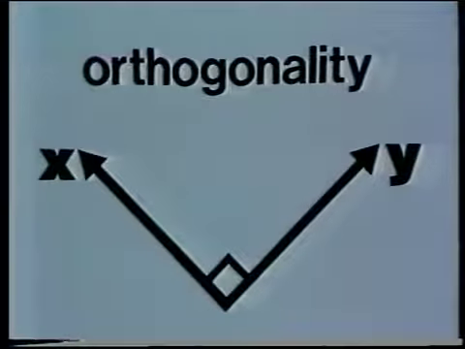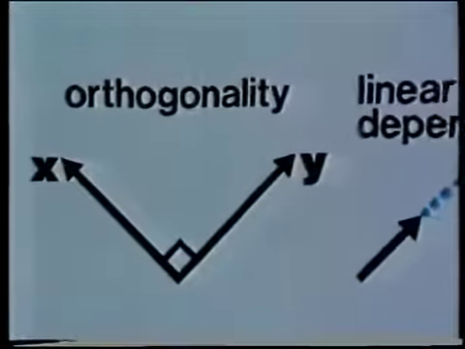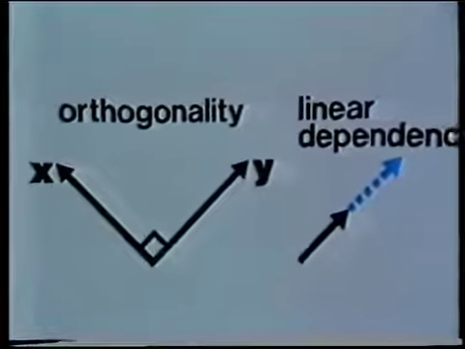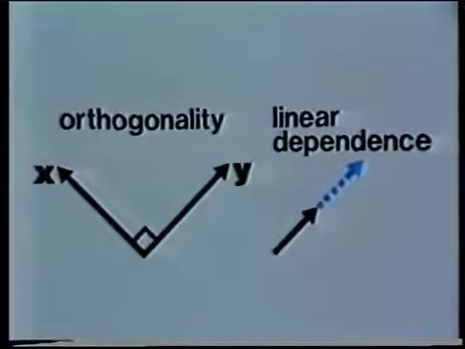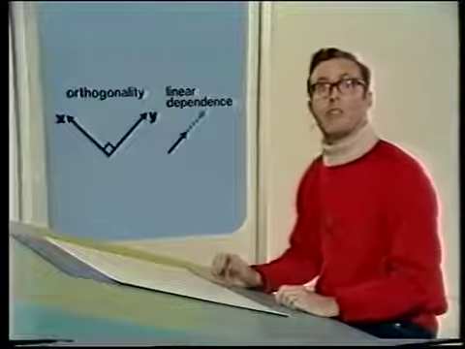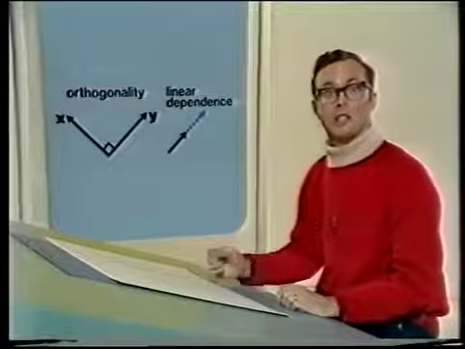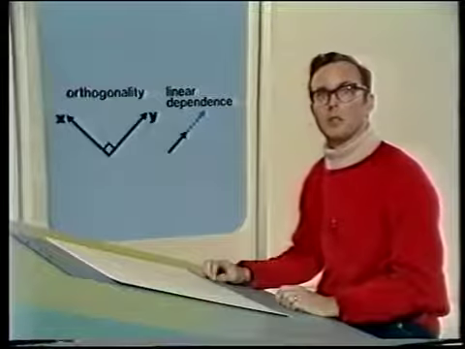Well, in R2 and R3, vectors are said to be orthogonal if they're at right angles. And it should be pretty clear that if you've got vectors at right angles, they can't possibly be linearly dependent. But it certainly makes things very much easier for us, because it's far easier to test for whether vectors are orthogonal than it is to solve a set of simultaneous equations.